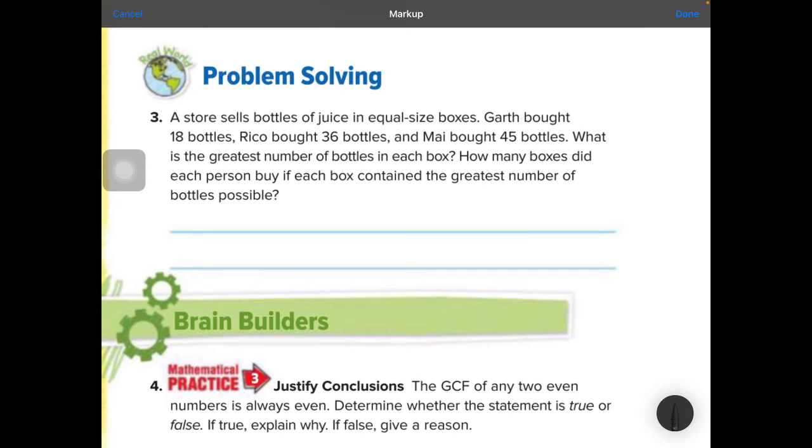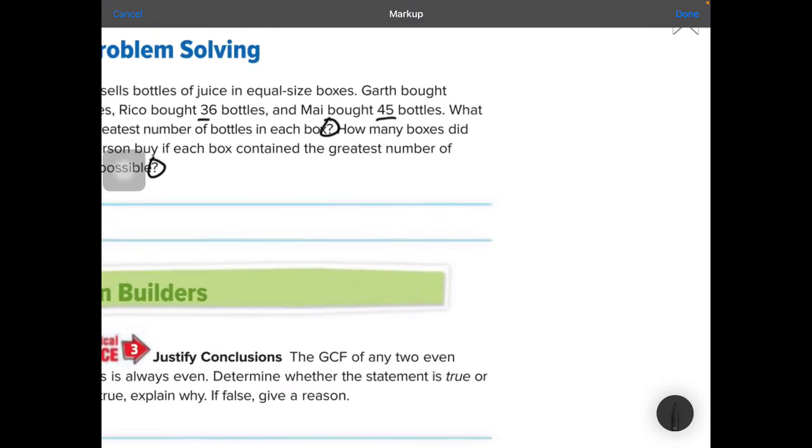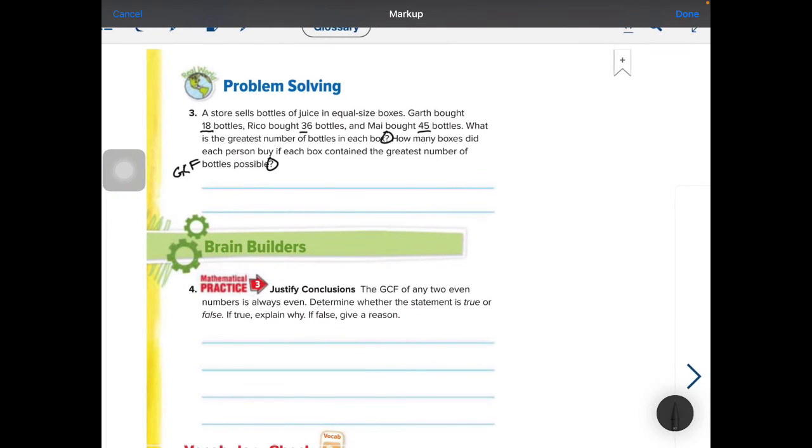Number 3, a store sells bottles of juice in equal sizes. Garth bought 18, Rico bought 36, and Mai bought 45. What is the greatest number, or GCF, greatest common factor? And how many boxes did each person buy if the box contained the greatest number possible? Ooh, this is going to be a fun one.